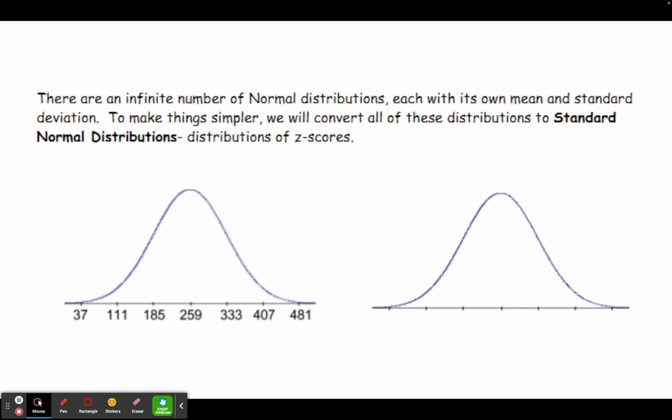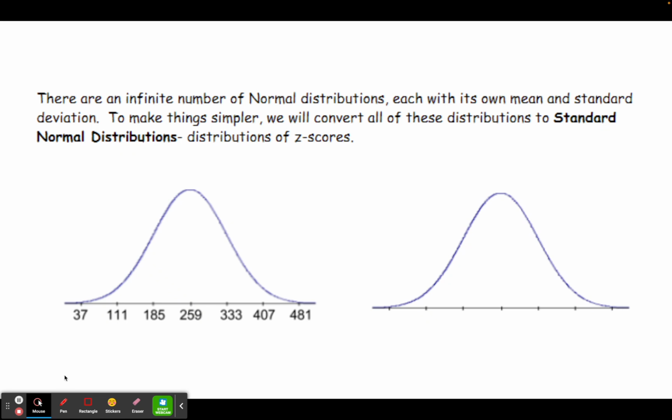So, to make things simpler, instead of having to draw an infinite number of curves, we're going to convert all of these distributions to standard normal distributions, which would therefore be a distribution of z-scores. So in the curve on the left, you can see the curve labeled with Peyton Manning's mean and standard deviation. However, if we turn those all into z-scores, we would get what's called the standard normal distribution.